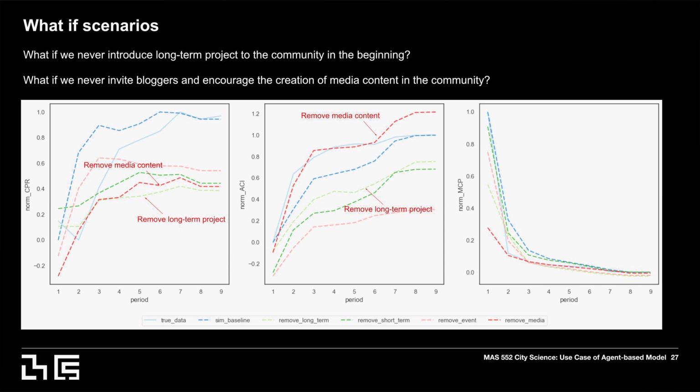But what's interesting is the second scenario we tested: what if we never invite bloggers and encourage the creation of media content in the community? We find that media content also has a great impact on contribution, but when we remove the media content, people actually become closer, because the connection between people increased a lot. That's because when we reduce the virtual connections, more physical connection happens in this community, so people become closer.